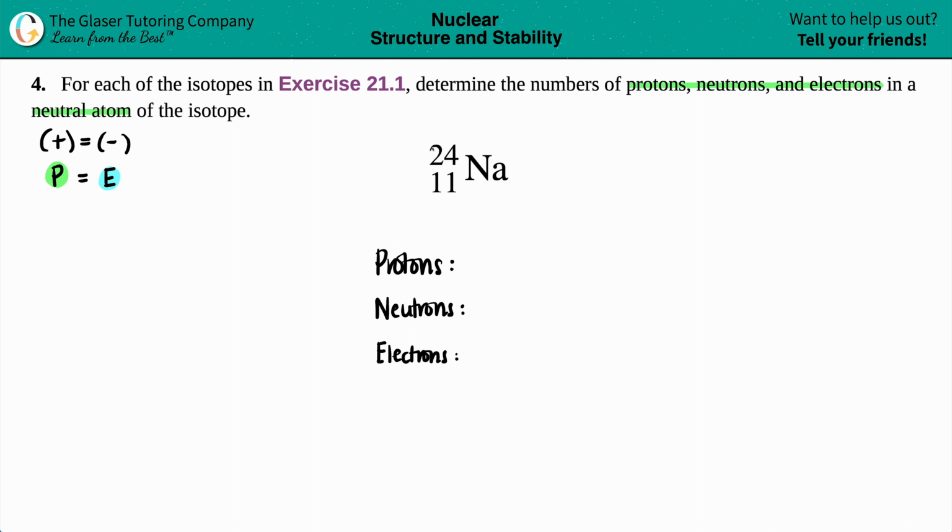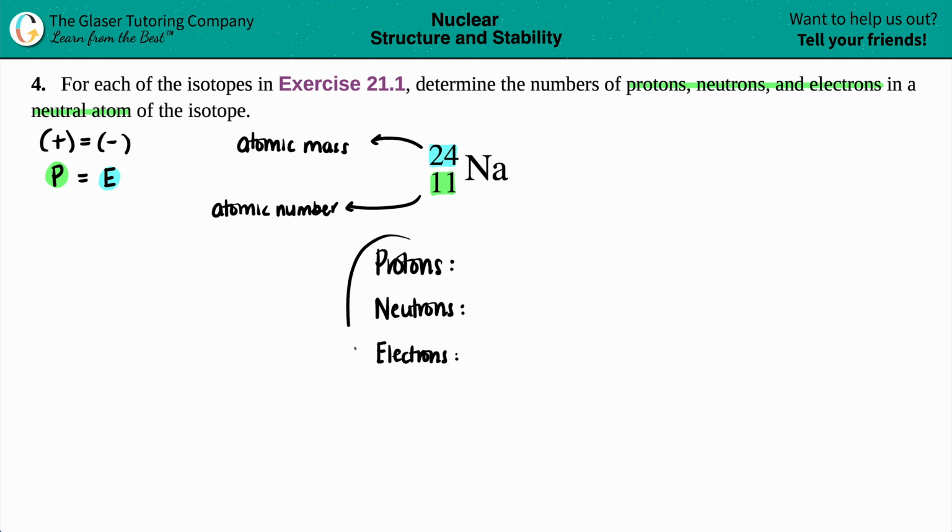Now in this case, we have two different numbers. We have a 24 on the top and we have a 11 on the bottom. Now, there's a bigger number and there's a smaller number. The bigger number is the atomic mass. The bottom number is known as the atomic number. Now, always the smaller number of the two.